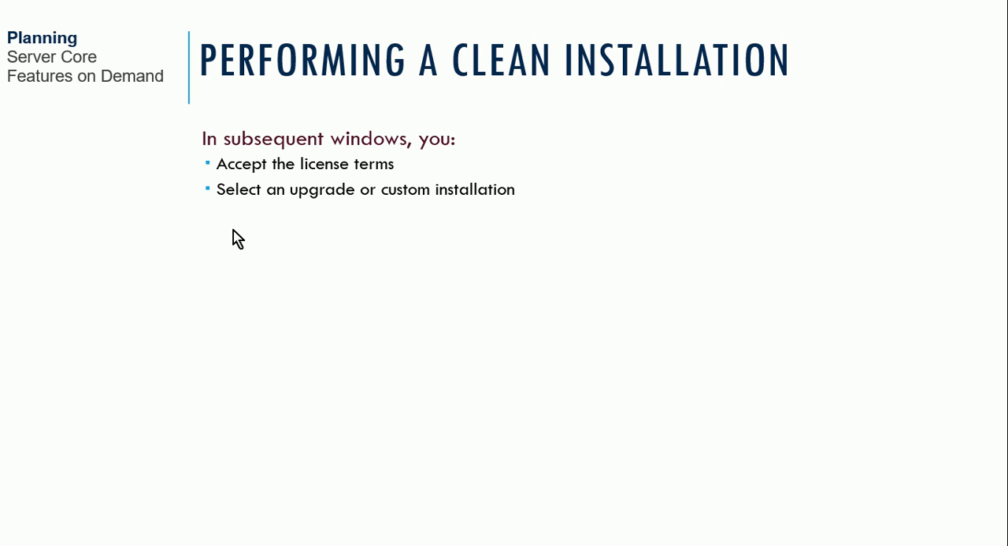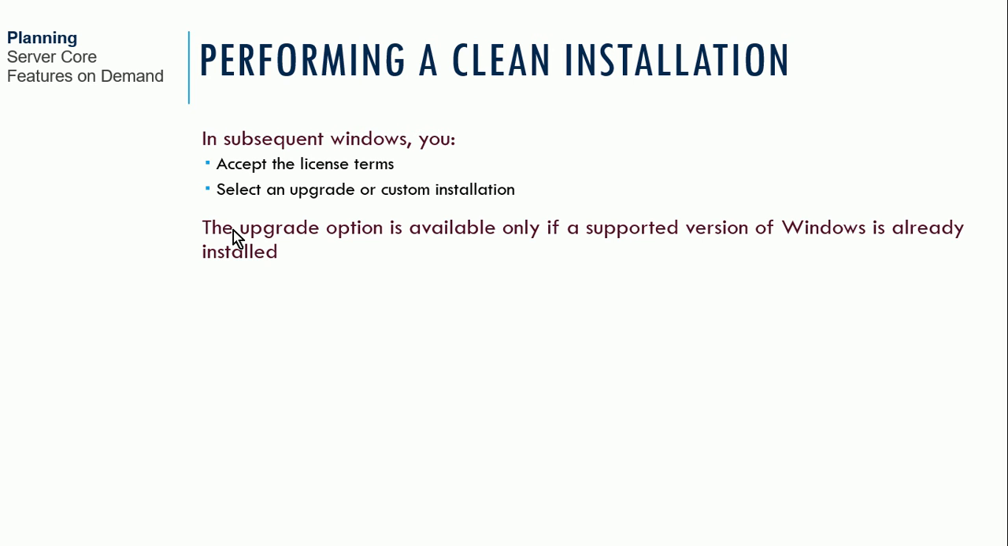So in subsequent windows, you accept the license terms and choose upgrade or custom installation. The upgrade option is available only if a supported version of Windows is already installed. So if you already have Windows 2008 installed, you can upgrade from 2008 to 2012. There are some caveats there.